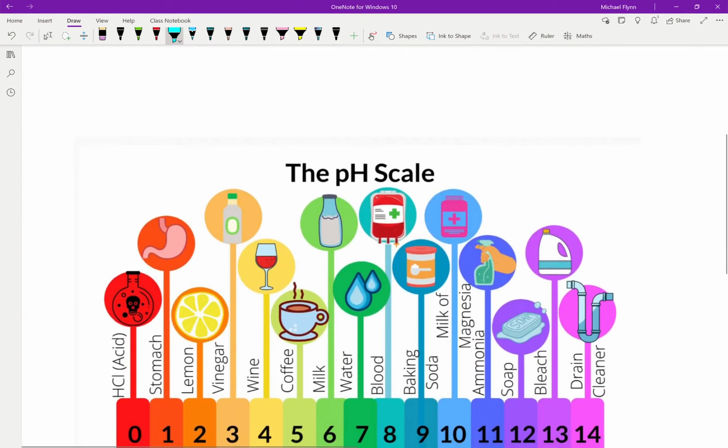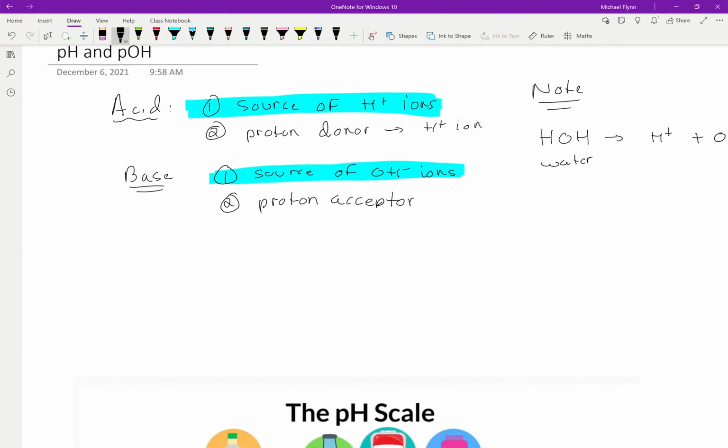Now, I just want to give you a little note on what concentration means. Concentration is a measure of the number of molecules, my writing is normally bad, but number of molecules per liter in a solution.